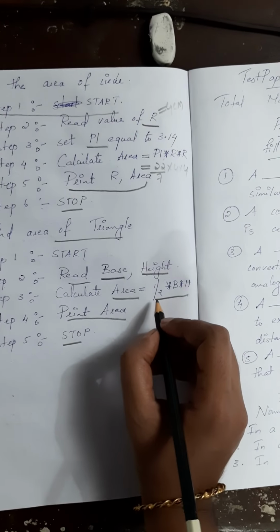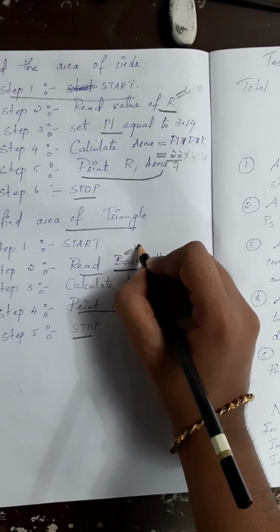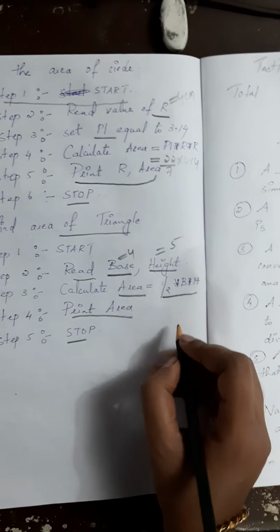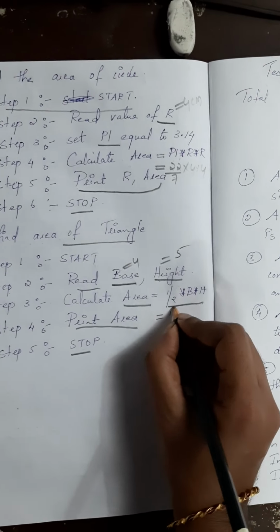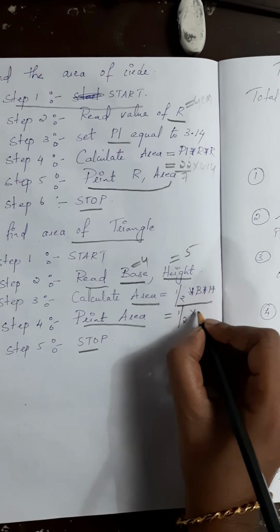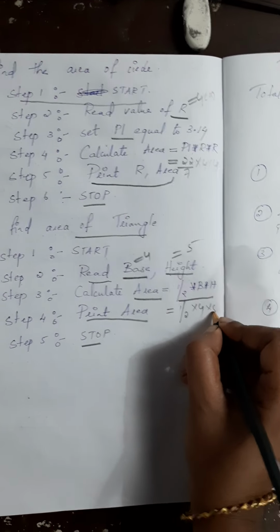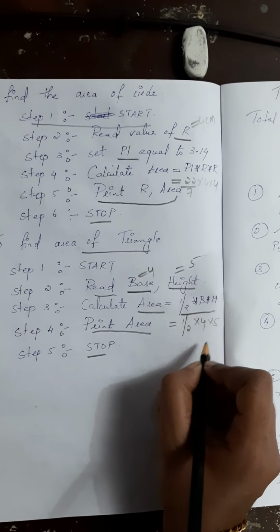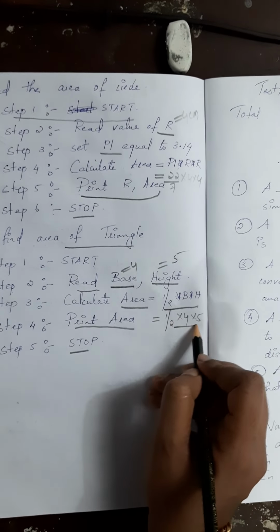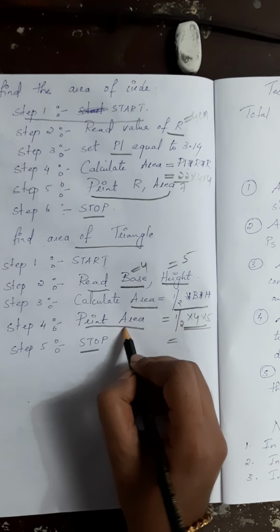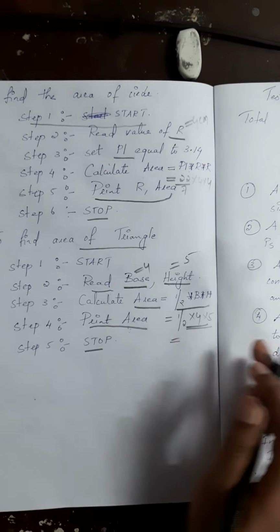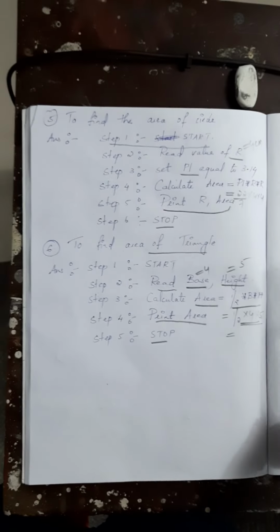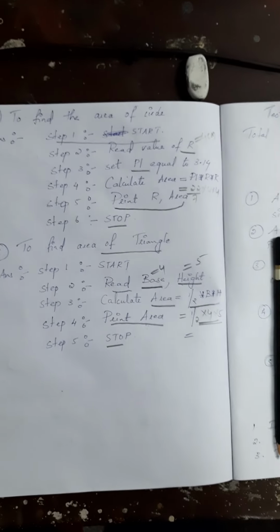Let us take an example over here. The base value, let it be 4 and the height, let it be 5. Okay, so in my equation it will come as half into base value 4 and height 5. Okay, so this is my equation for finding the area of the triangle, and whatever value I get over here will get printed in this print statement. Okay students, so these are the 6 algorithms that I have provided you.